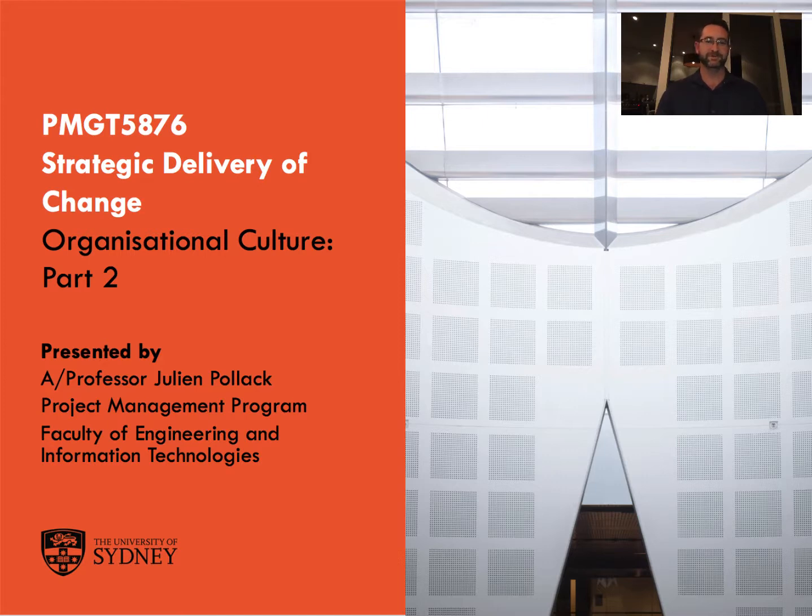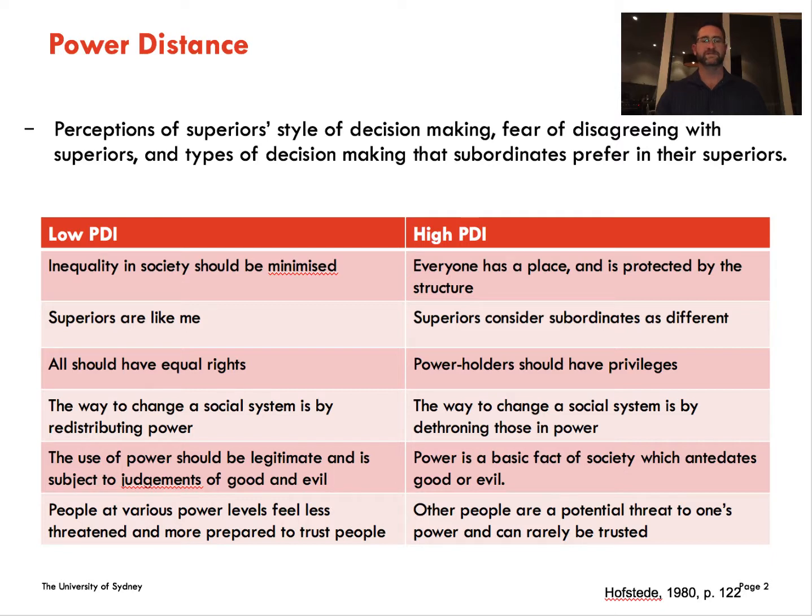So the first model that I want to look at is Hofstadter's work. Now, Hofstadter did some fascinating research, generally involving employees from IBM. So this piece of research started to try and gain an understanding of what the cultural differences were in different IBM branches. And Hofstadter ended up using 4 different ways of breaking down culture.